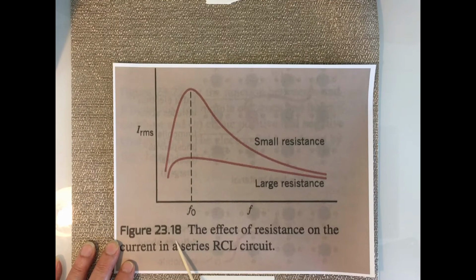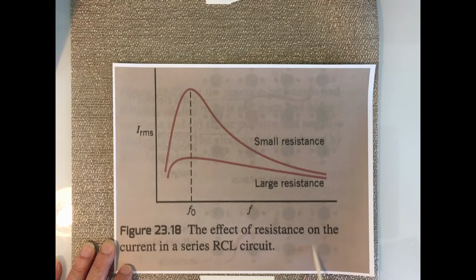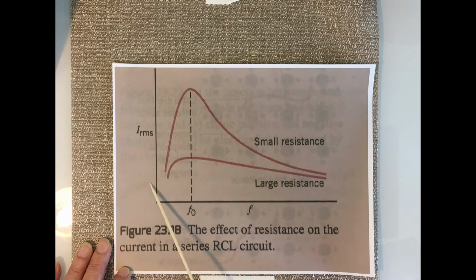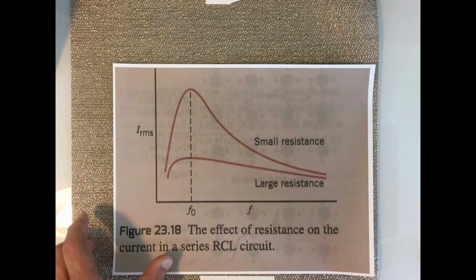Now this shows you the effect of resistance and current in a series circuit with RLC. Okay, here your IRMS, this is your resonant frequency, this is the frequency line. Large reactance, this is the small reactance.